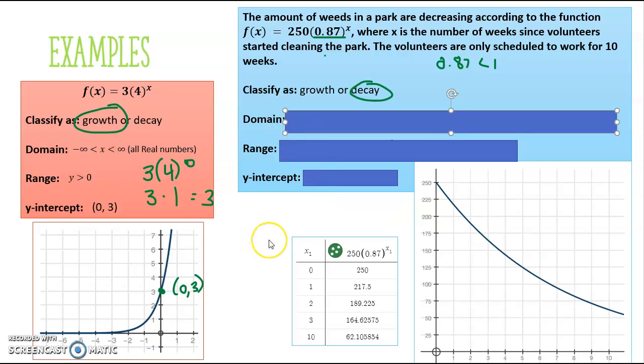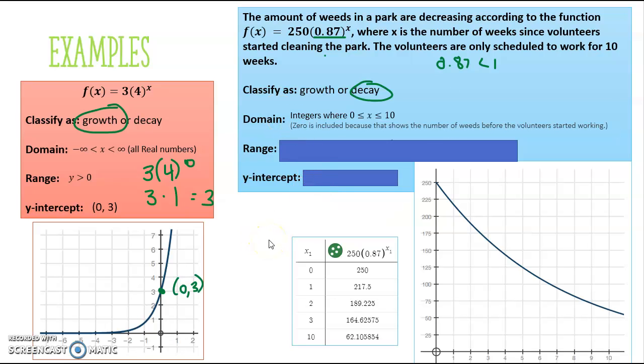The domain is going to be integers, where x is between 0 and 10. So notice in this one that our domain is not all real numbers. That's because it is a real-world situation. We are only using the whole numbers because x is standing for the number of weeks. So we want 0 weeks, 1 week, 2 weeks, 3 weeks, 4 weeks, 5 weeks, all the way up to 10 weeks. That is how many values of x make sense for this problem.